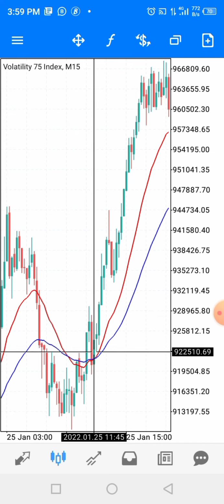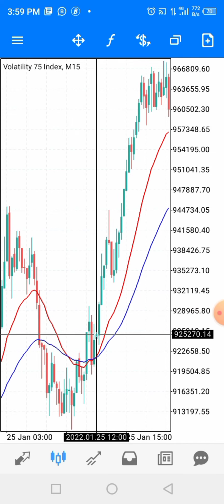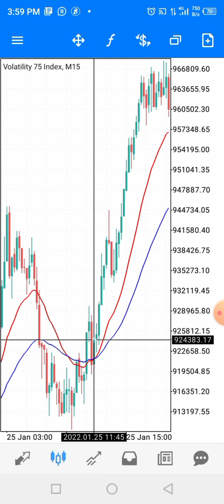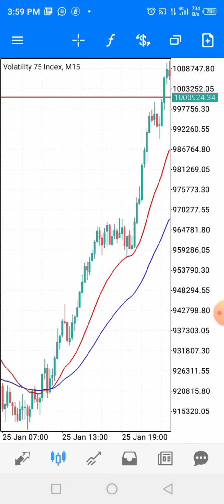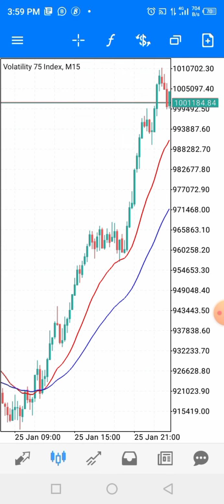After it retested the zone, you see this rejection candle here. In this situation, you take a buy and place a stop loss below. You don't have to stay long in the trade because it is a scalping strategy. That is the first way of trading using this method.